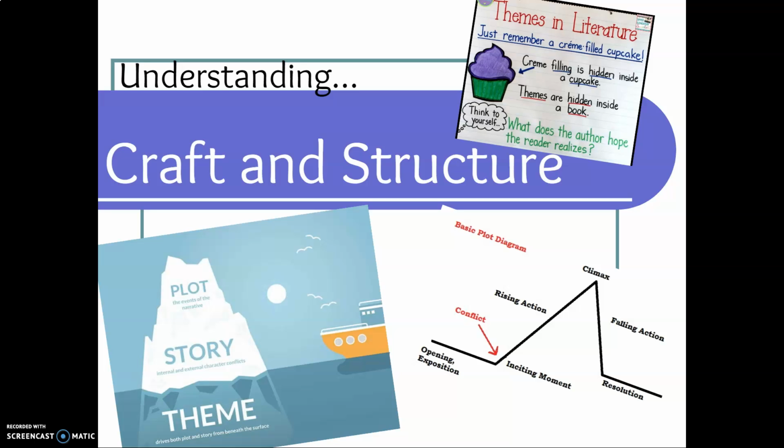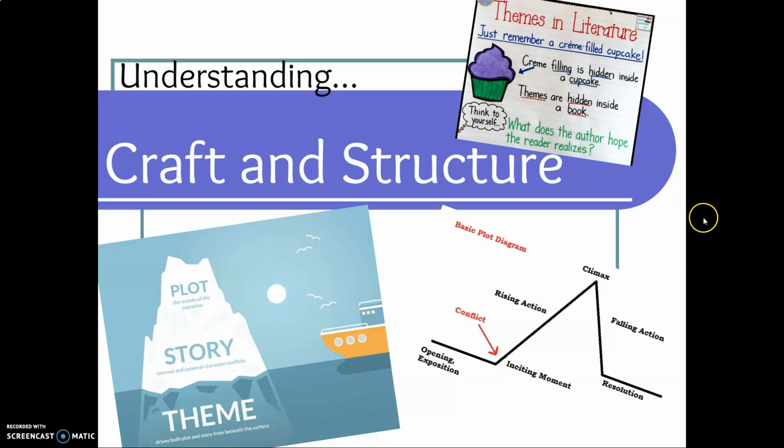We're going to talk about craft and structure, which is what we've already talked about earlier in the year, and we talked briefly about yesterday. Craft and structure is how a text is organized and the wording that the authors choose to use, how they craft it, how they organize it. So the words they choose to use in their story, and also how it is structured, how it's written, how it's built.